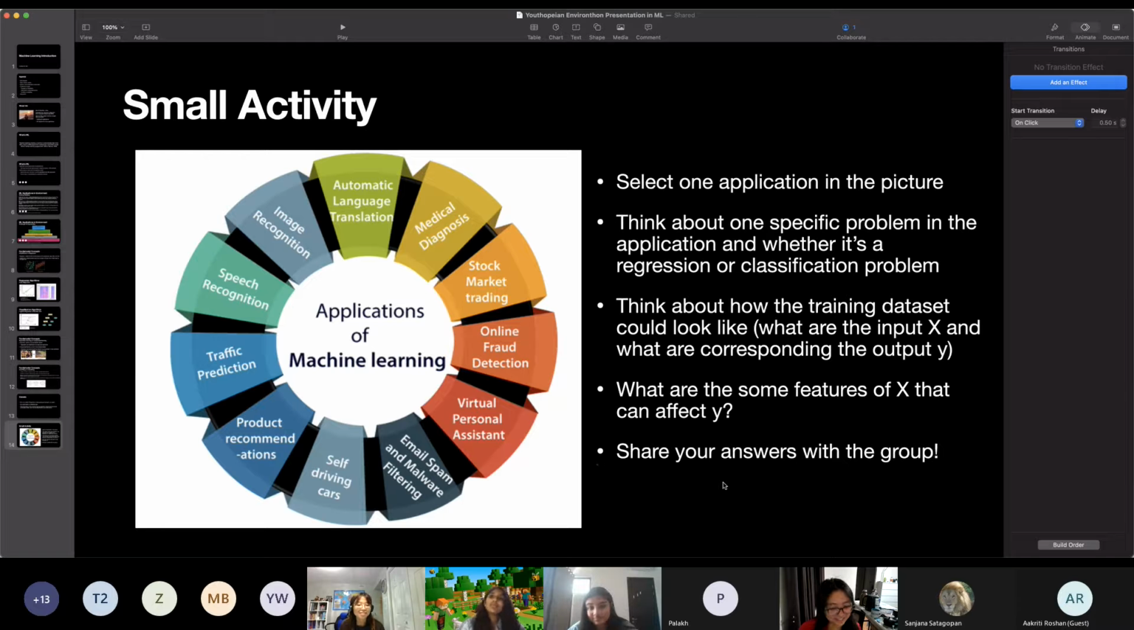Yeah, that's a really good one. These are really common machine learning problems nowadays. I have a question for self-driving. How would you classify that?